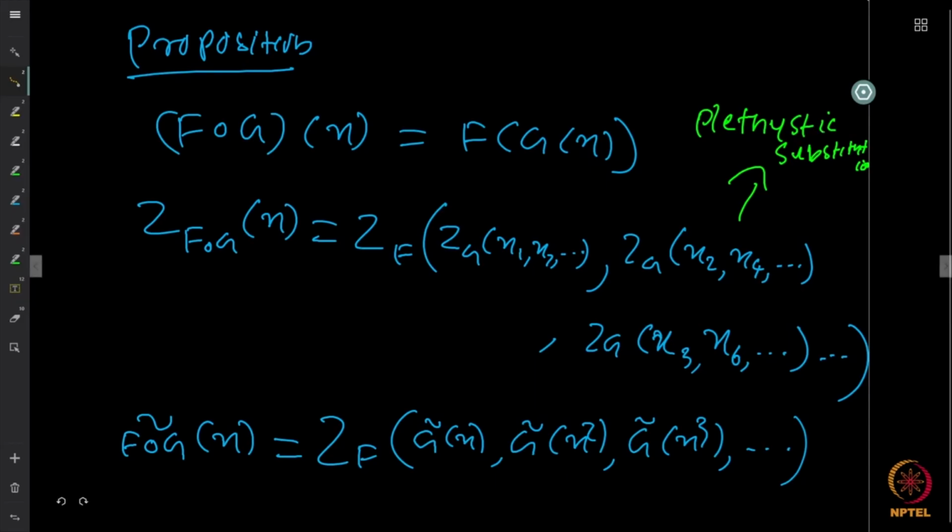Now, this kind of substitution is called a plethystic substitution. It has a name. Again, we won't go into any further details, but it should be clear what we are doing here. The claim is that this is precisely the cycle index series for the composed species F composition G. From this, one can immediately deduce that the type generating series of F composition G is Z_F with substitution of G tilde of x, G tilde of x square, then G tilde of x cube, etc. If you are interested, you can try to see why, but it requires a little more work, and we don't want to do it in this course.